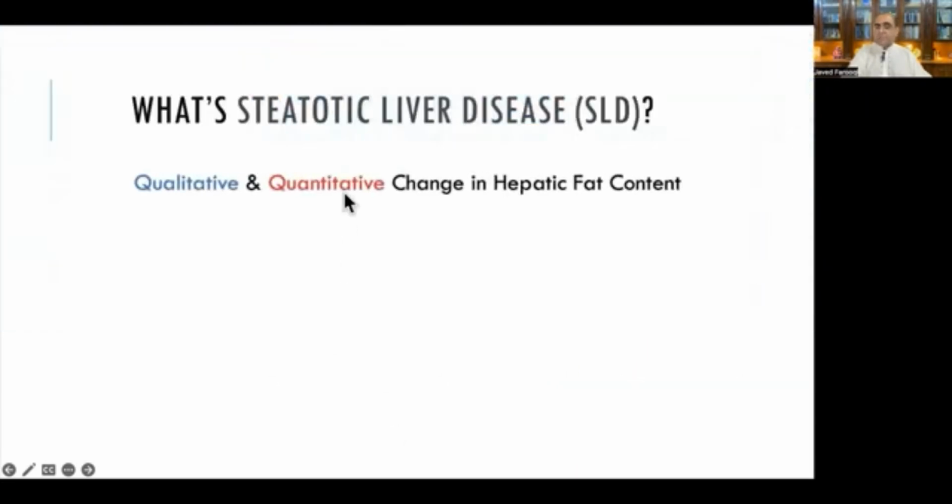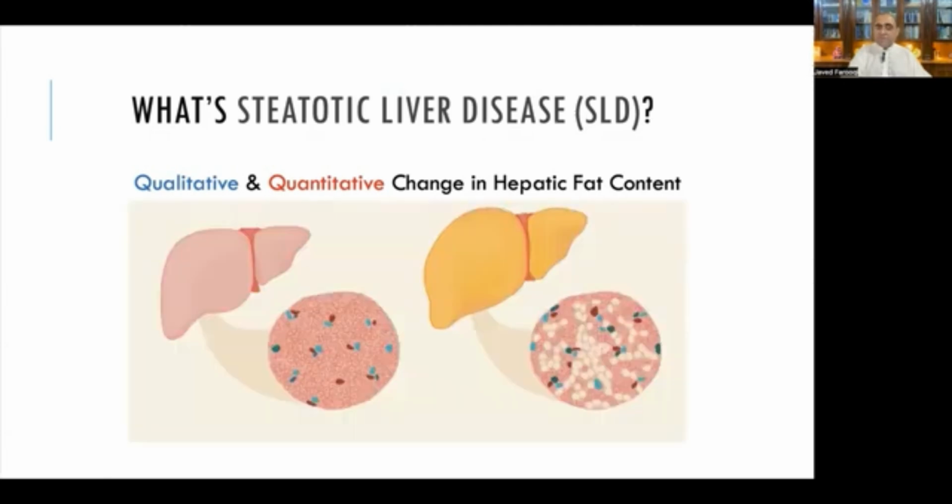Steatotic liver disease used to be called fatty liver disease till recently, when on the 24th of June, that is last month, this new terminology was introduced and adopted across the world by liver societies. So this is the qualitative and quantitative change in hepatic fat content. This is the increase in the quantity as well as the quality. The type of the fat content is changed and increased, and this is called fatty liver disease.